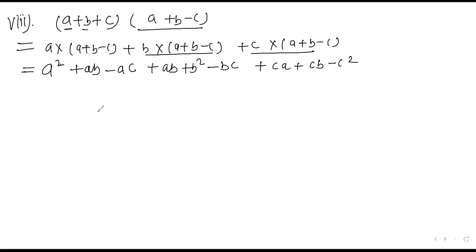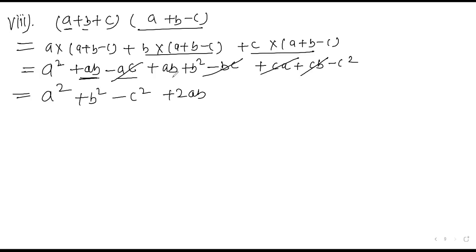Now if the numbers are the same but the signs are different, they will cancel out. Look, this ac and this ca will cancel out, both are the same thing. Okay, now cb and bc will also cancel out. Only ab remains. So a square plus b square minus c square plus 2ab. ab will be added, and minus c square, a square, b square, these things will remain. So they will be in the answer.